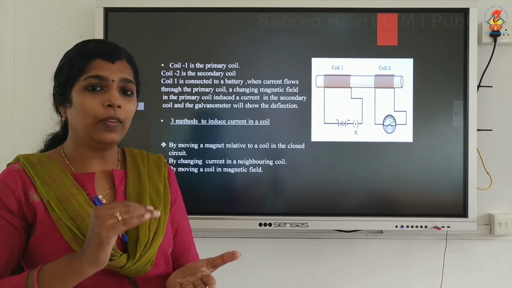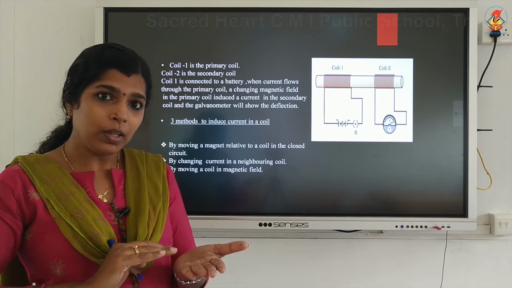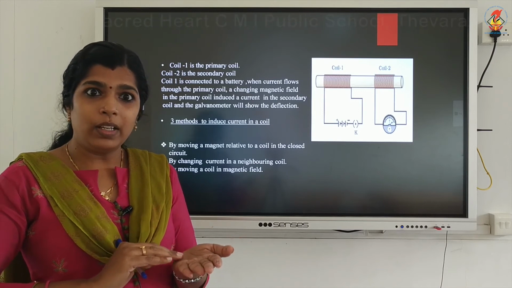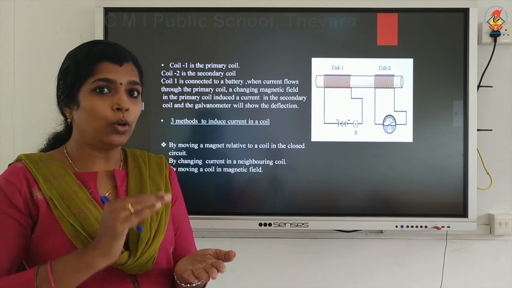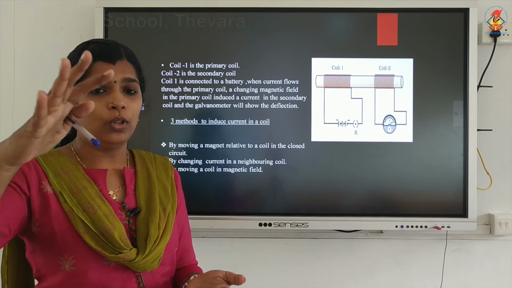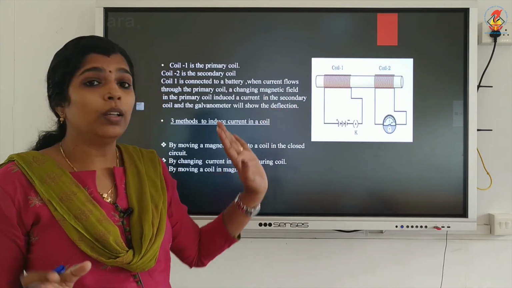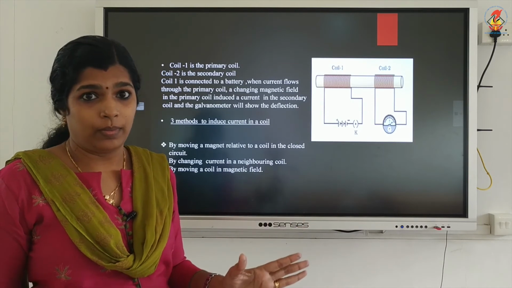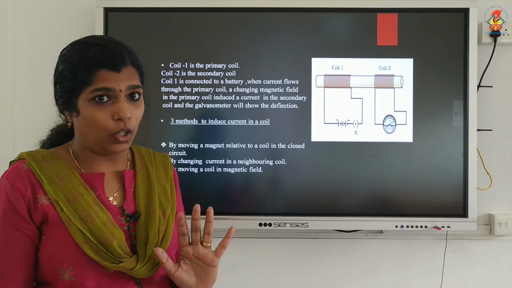The magnetic field will increase from 0 to maximum value. At that time, the magnetic field lines linked with coil 2 are changing from 0 to maximum. Once it attains the maximum value, the galvanometer will show 0 deflection, because no current is induced in the secondary coil.